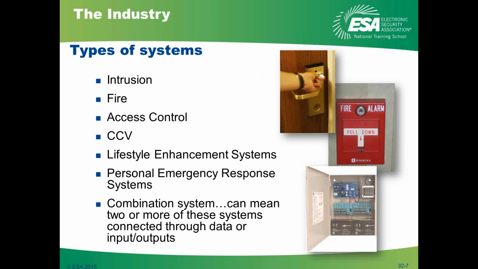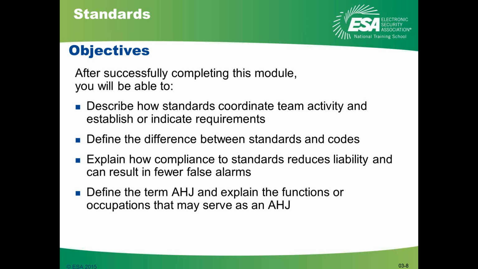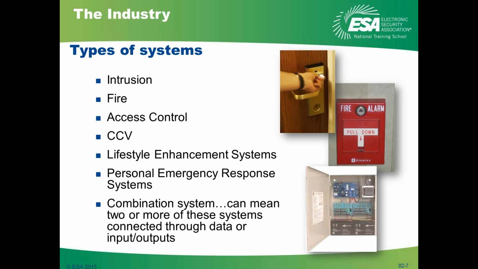You'll also notice that there's a lot better graphics and updated pictures as we go through this material. You'll also notice on this slide the types of systems has the CCV. That's a change. We're going to closed circuit video instead of just saying closed circuit TV. And we've also added in here the lifestyle enhancement systems and also making sure we had the PERS covered in here. That's pretty much the changes for the first part, the industry.